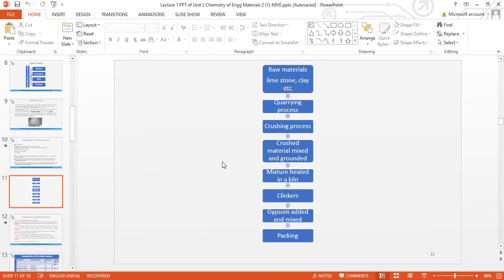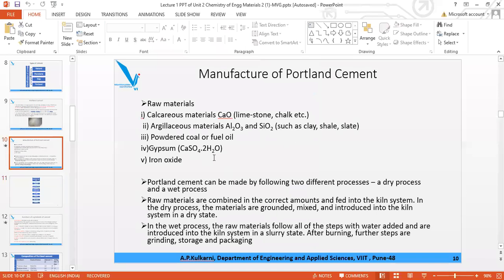Someone take the calcareous material. Calcareous material, CaO. Argillaceous material, Al2O3 and SiO2. Powdered coal or fuel. Gypsum, CaSO4 dot twice H2O. Iron oxide.